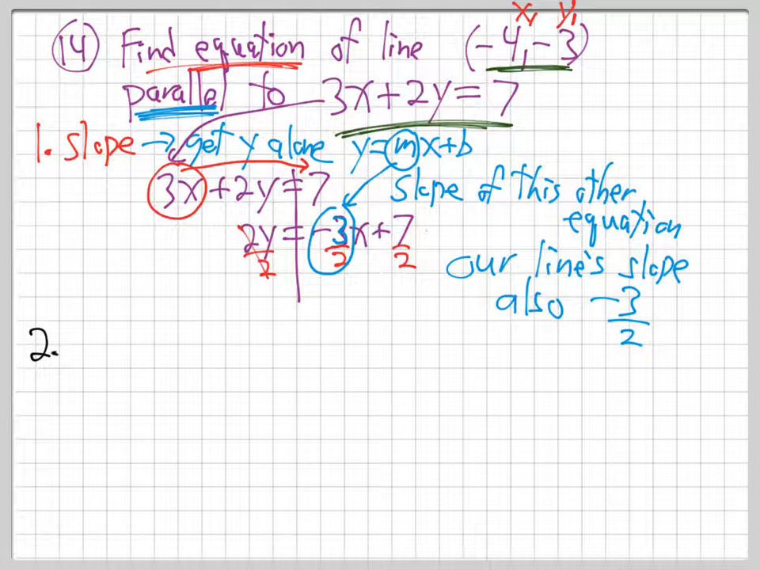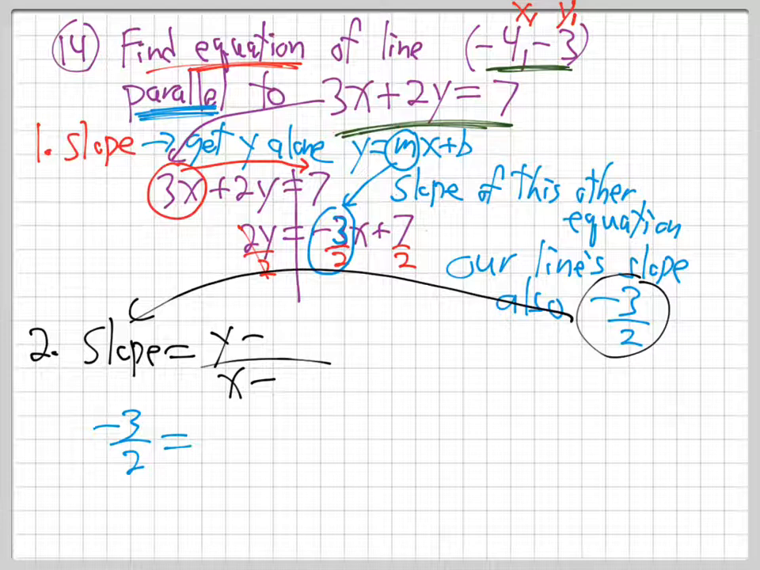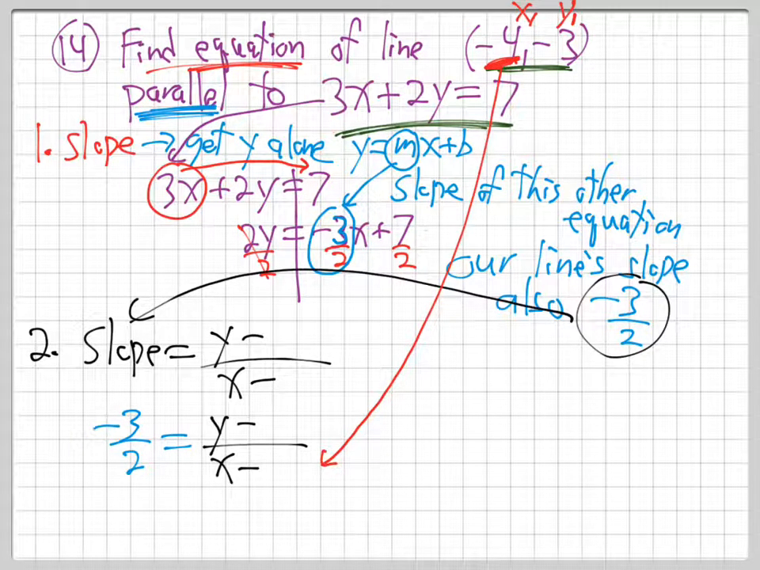So now can you do step 2 exactly the same? Meaning, write slope equals y minus blank over x minus blank. Grab your slope, plug it in, and then go up and grab your x1, y1 that have been patiently waiting for us. Put them in the blanks behind the y and the x. Cross multiply, solve for y. Minus 3 halves, y minus blank over x minus blank.